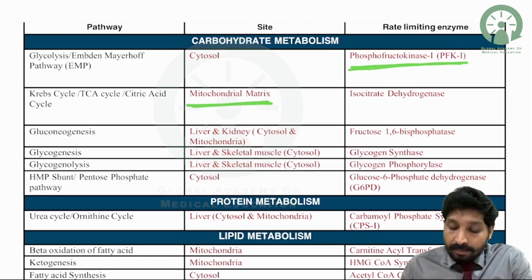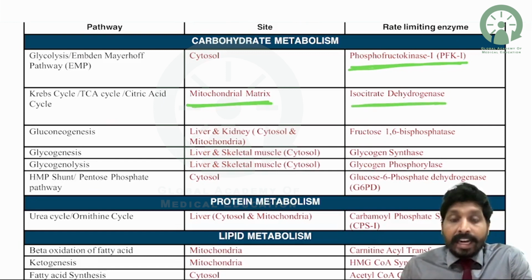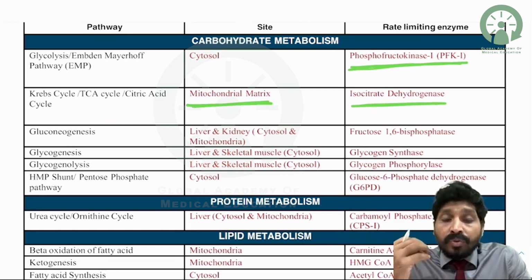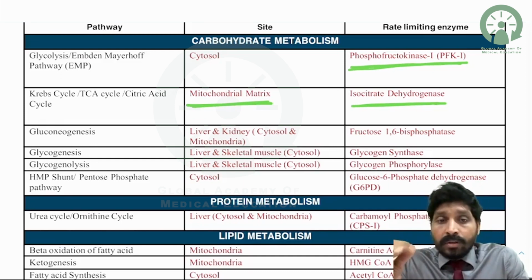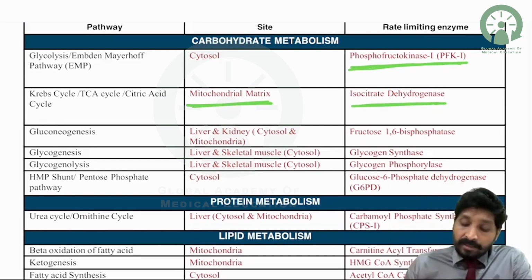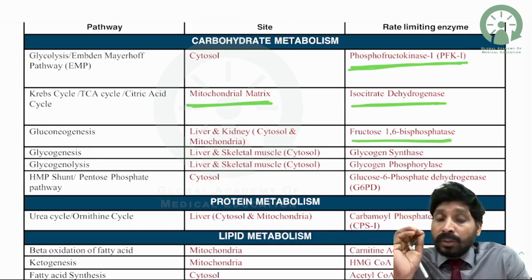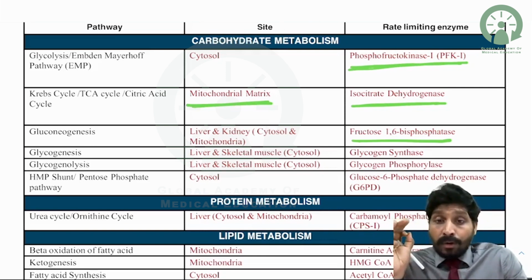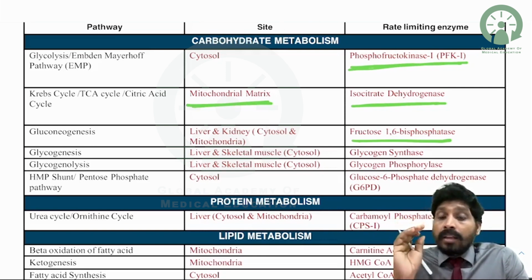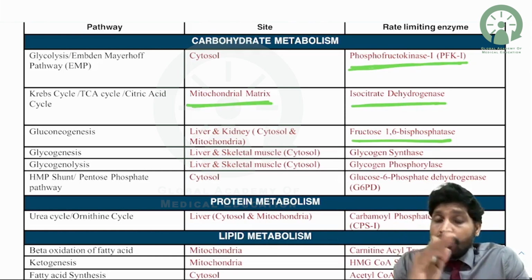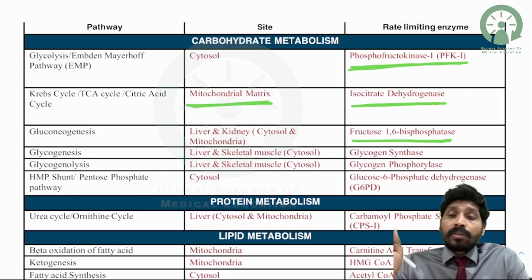The key enzyme or rate limiting enzyme, that is isocitrate dehydrogenase. Gluconeogenesis, which takes place in liver and kidney, and subcellular organelles cytosol and mitochondria. The rate limiting enzyme is fructose 1,6 bisphosphatase. Remember, for glycolysis it is phosphofructokinase 1, whereas for gluconeogenesis the key enzyme or rate limiting enzyme is fructose 1,6 bisphosphatase. It is not glucose 6 phosphatase or pyruvate carboxylase.